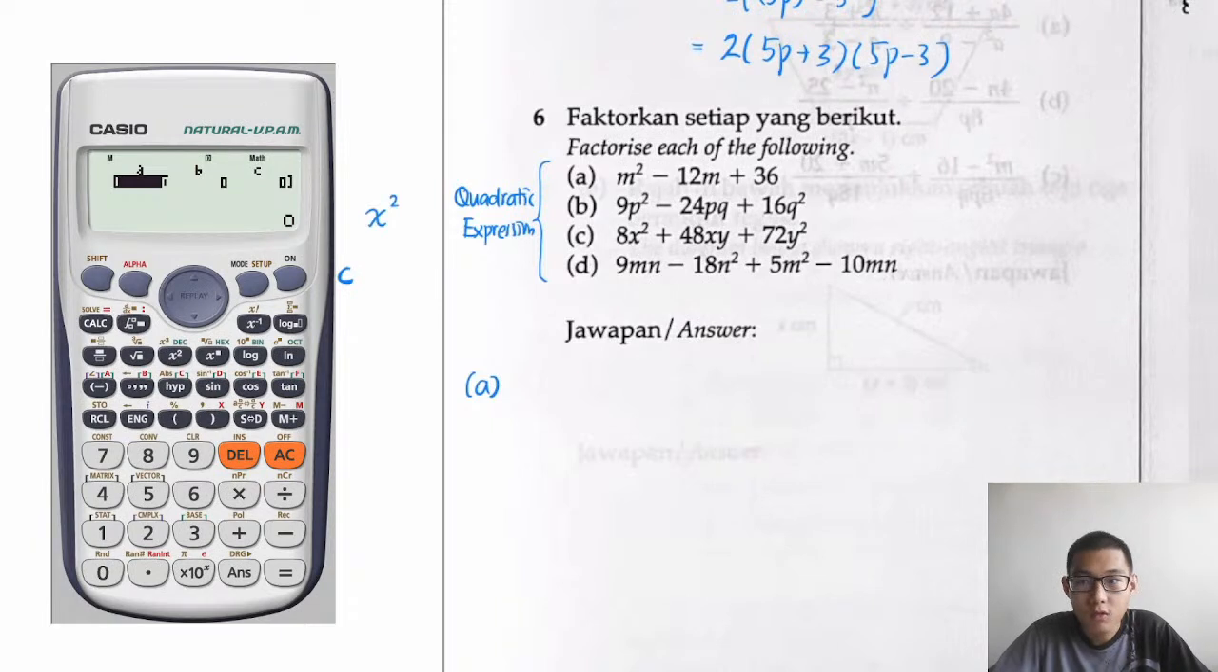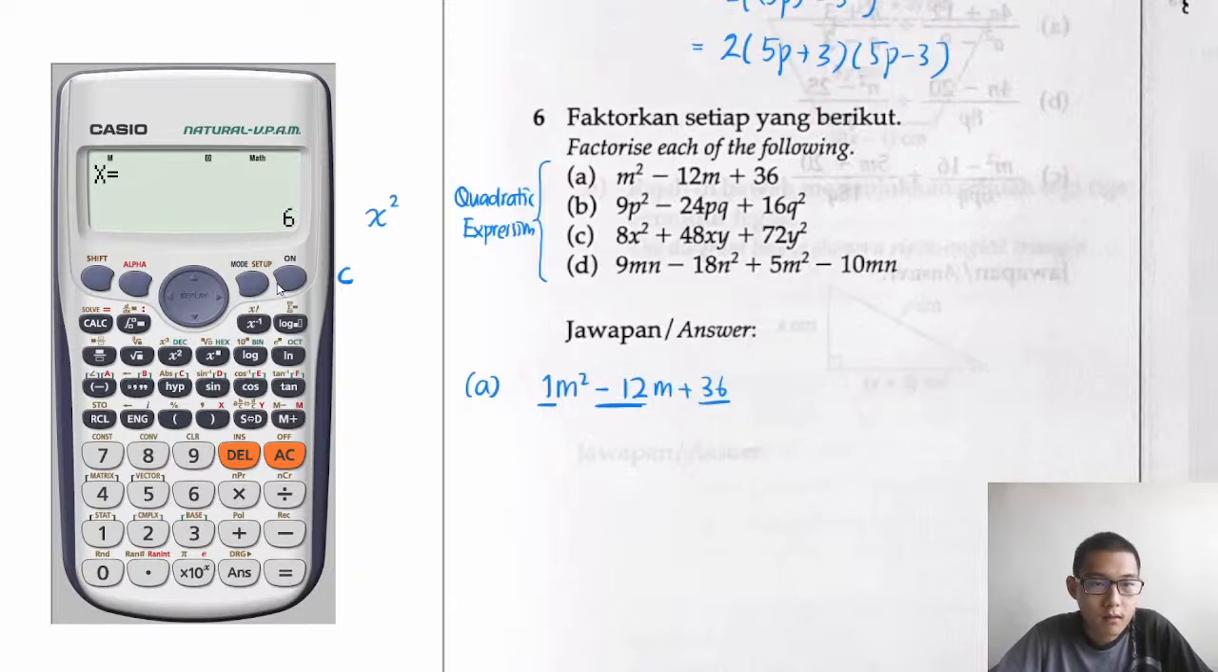So let's say we have m squared only. So our a is 1, because for m squared the coefficient is 1. Then minus 12 and plus 36. So a is 1, b is negative 12, c is 36. For a, you just enter 1, press equal, so you go to next, negative 12, 36.